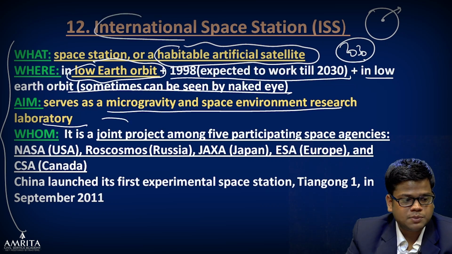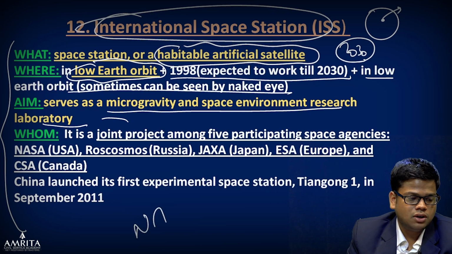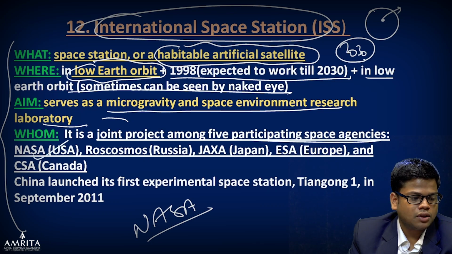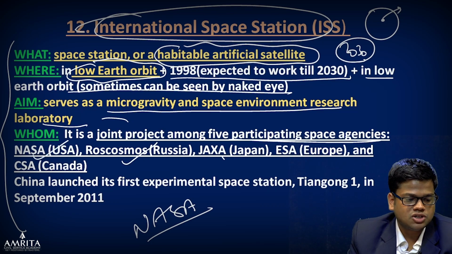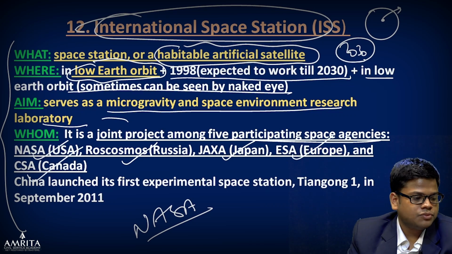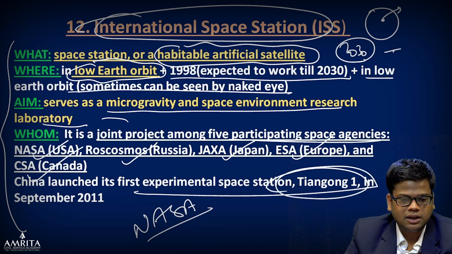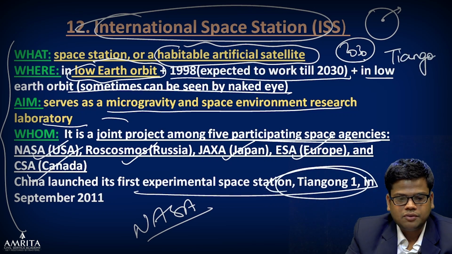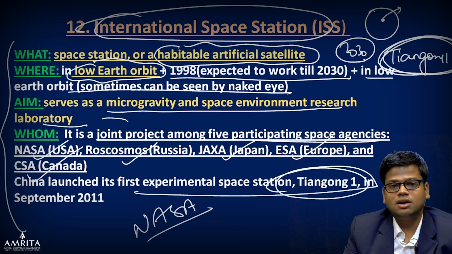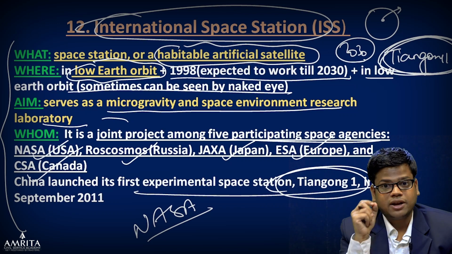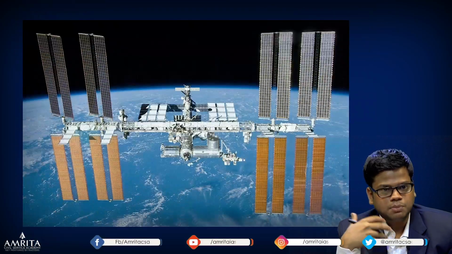So the International Space Station is not the single venture of NASA. It's a joint product of the five participating agencies: NASA of USA, Roscosmos from Russia, JAXA from Japan, ESA from Europe, and CSA from Canada. China launches its first experimental space station, Tiangong. So remember, if the question comes, Tiangong 1 is the experimental space station of India. Oh, sorry, from China. I told you India is planning.